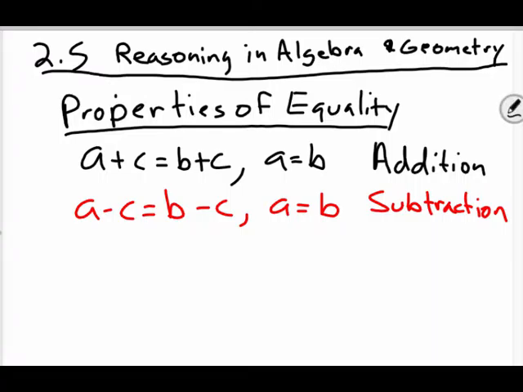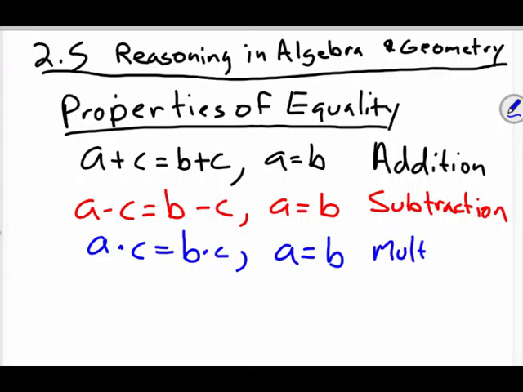We could do another one if you guys would like. Oh, please, Mr. Adams. Let's do another problem. So A times C should be equal to B times C if and only if A, again, is equal to B. That's the multiplication property. Okay. What do you think the next one would be? Division. Yeah, you're probably right about that.